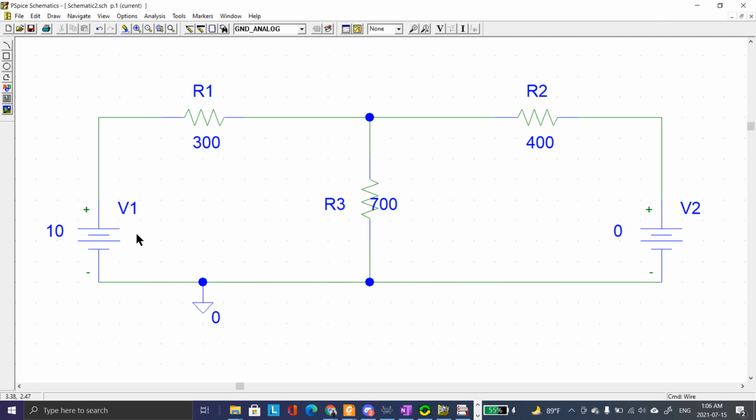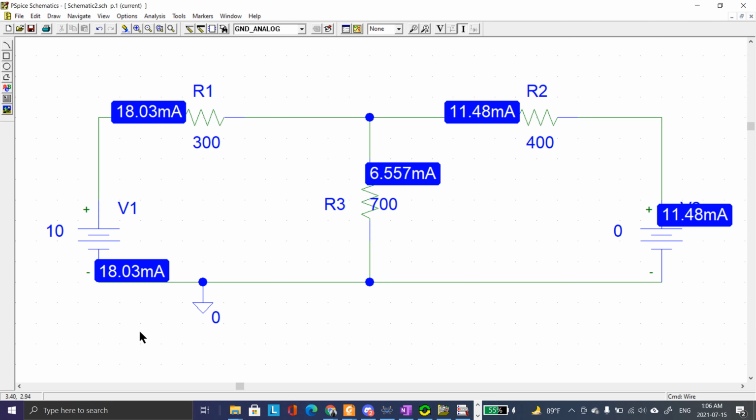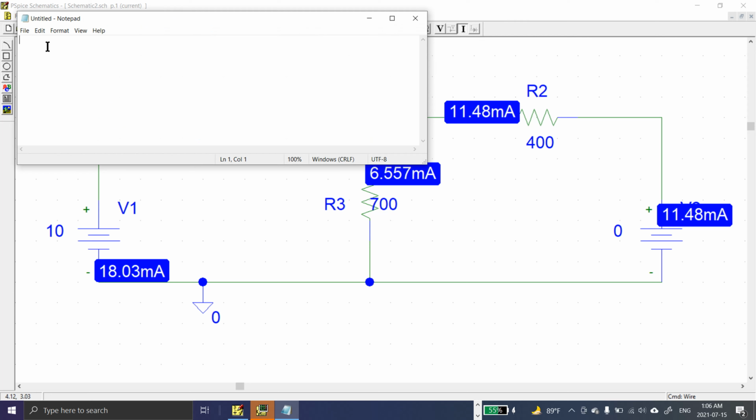our simulation is complete, and if I see the currents here, you see I3 is 6.557 milliampere. So for the first measurement of I3, we get 6.557 milliamps.